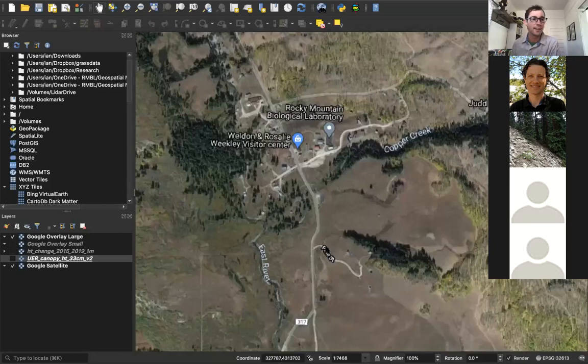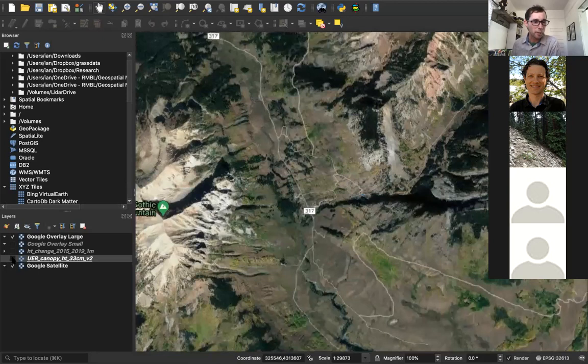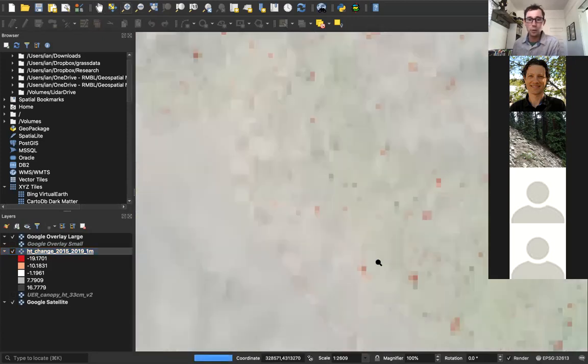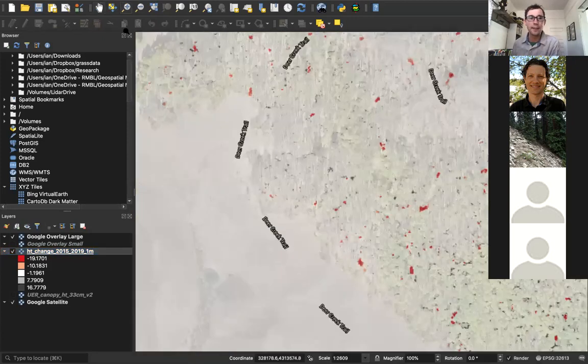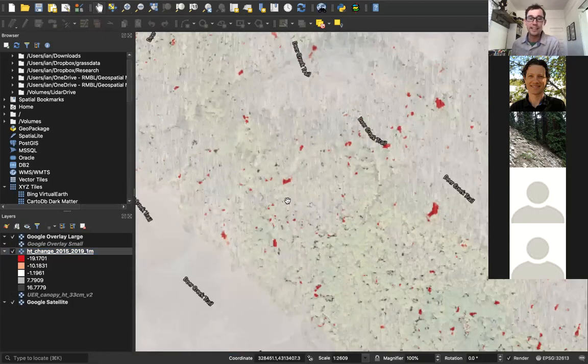So I'm just going to really quickly shift over to showing you some of that data. This is that same part of the landscape that we were looking at before. But I'm going to turn on the canopy height change layer. The color scheme is a little bit different than in the figure, but we're still looking at individual crowns that died between 2015 and 2019, represented as red splotches on this landscape.